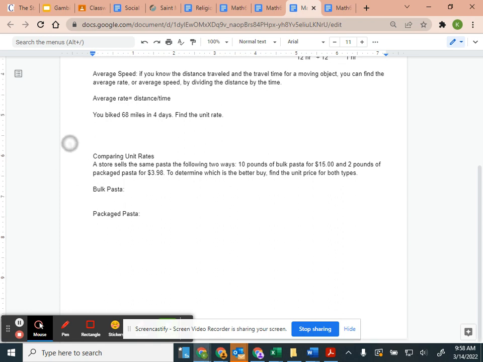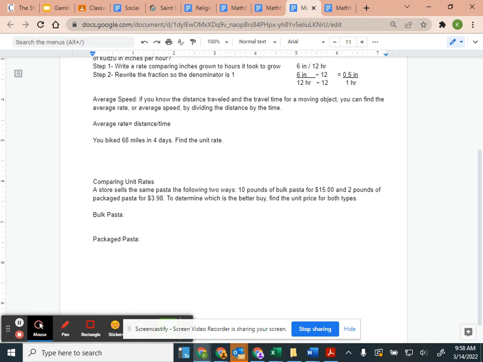So comparing unit rates, remember we were comparing our bulk pasta for buying it at Costco versus buying just a box at Target. Which one is a better deal? The Costco. A lot of times it's Costco.